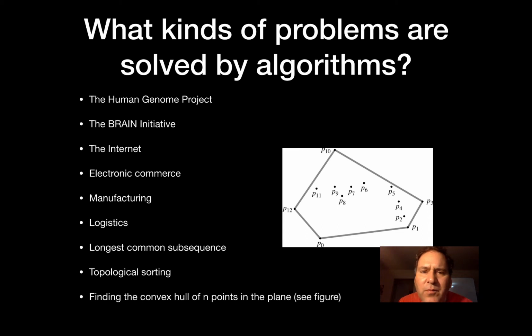What kinds of problems are solved by algorithms? We have the Human Genome Project, the BRAIN Initiative, the Internet, electronic commerce, manufacturing, logistics, longest common subsequence, topological sorting, finding the convex hull of endpoints in the plane. And you can see that illustrated here in the figure at the right, in which we have bounding vertices that contain all the other vertices.